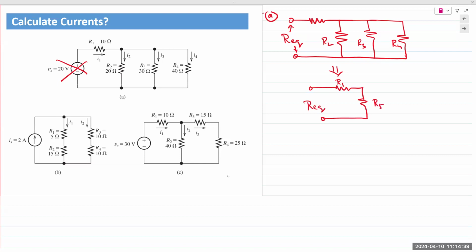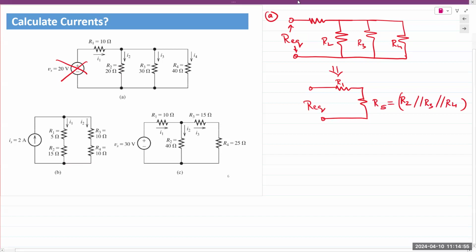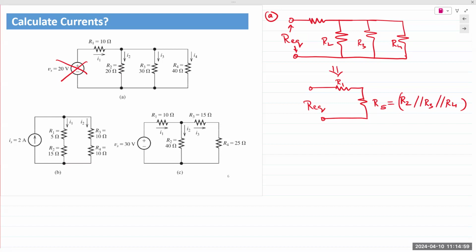Calculators out, and you tell me what the answer is for R5. What do we have? So R5 is R2 in parallel with R3 in parallel with R4: 20, 30, and 40. Any answers? He has 9.23. Anyone? Anyone have 8? 7? 9.23 once, twice, 9.23. That is correct. So my REQ would be 19.23 ohms.